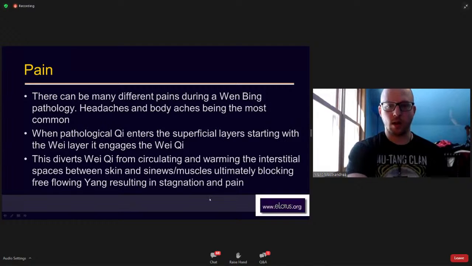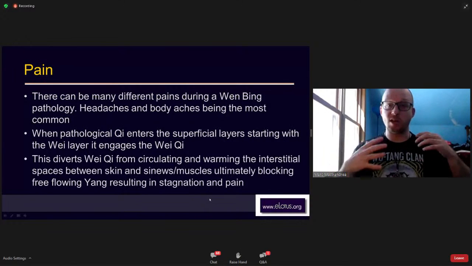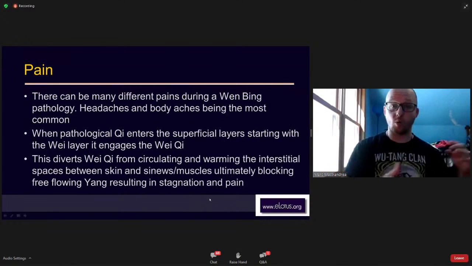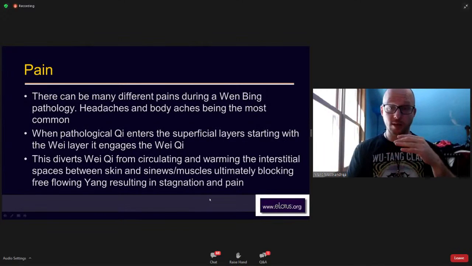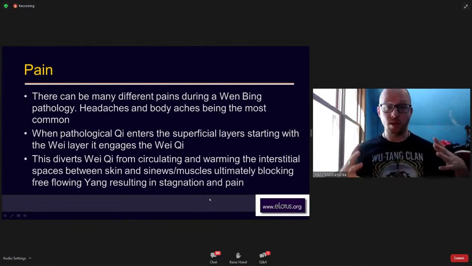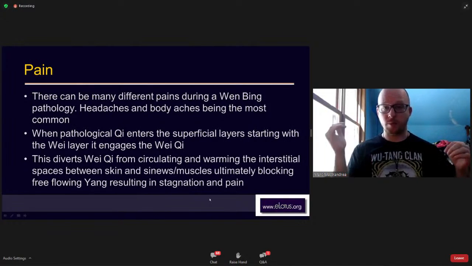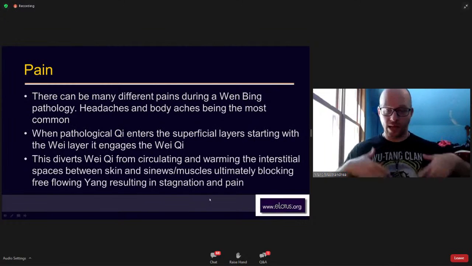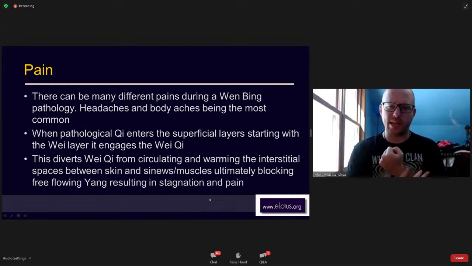So when pathological qi enters the superficial layers, it can engage with the wei qi. The wei qi is normally circulating through the body, warming the interstitial spaces in the muscles and the sinews. But when that gets blocked, and when the free flow of yang qi is blocked, you get stagnation and pain. So you start to feel achiness, just like a wind cold invasion. This is just a wind heat invasion or a damp heat invasion. You can feel that the wei qi is blocked.